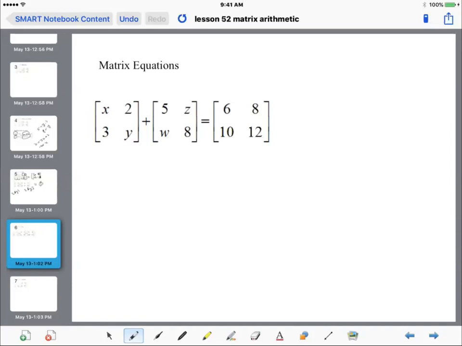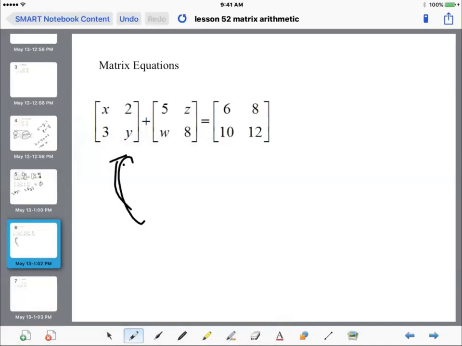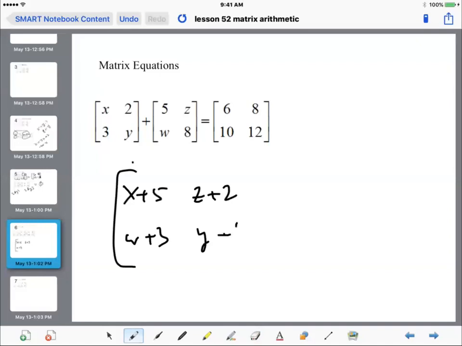Okay, and I see from a few people 1, 4, 7, 6, and that is correct because these two things, if you wanted to do a middle step, the middle step would be something like this: X plus 5, Z plus 2, W plus 3, and Y plus 8 equals.